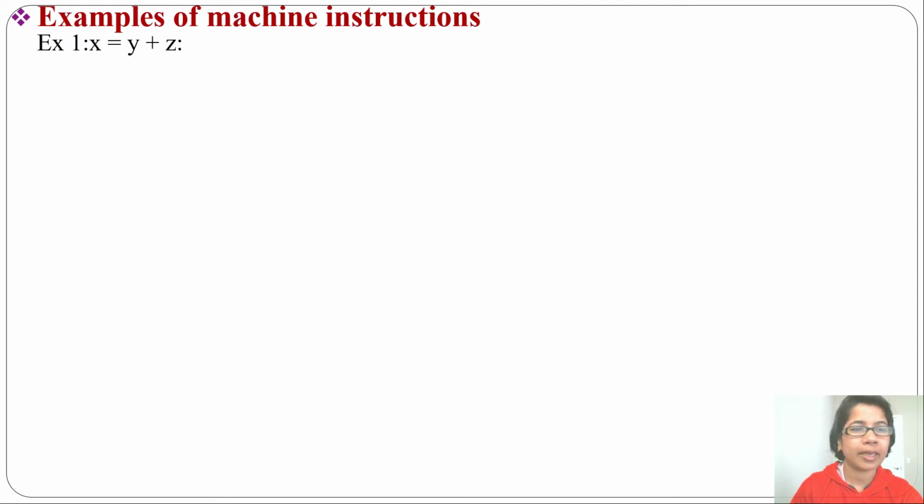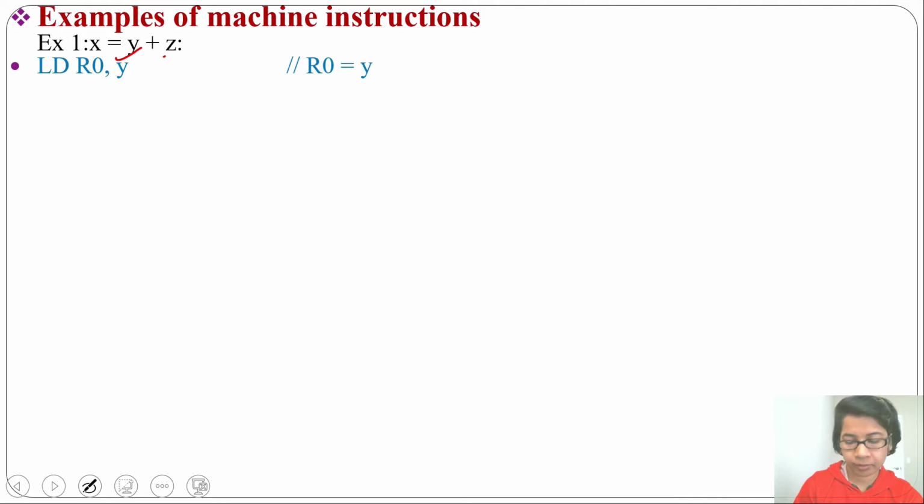First example, x = y + z. I will write machine instructions for this. First, I need to load y into a register: LD R0, Y. LD stands for load, so this means y will be assigned to R0. Next, I can load Z into a register or I can do the direct addition. We can do addition from two locations, one from a register and another from memory.